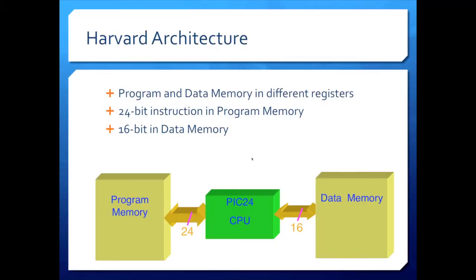So the PIC24 is a 16-bit MCU, or microcontroller unit, which uses Harvard architecture, which simply means that there are different buses used to access program memory on the left here, which is where your program and your code goes, and there's another separate bus here to access data memory, which is where your variables are stored. In a PIC24, a 24-bit bus is used because program memory has 24-bit wide instructions, and then it has this 16-bit wide bus between the CPU and the data memory, which is 16 bits wide.